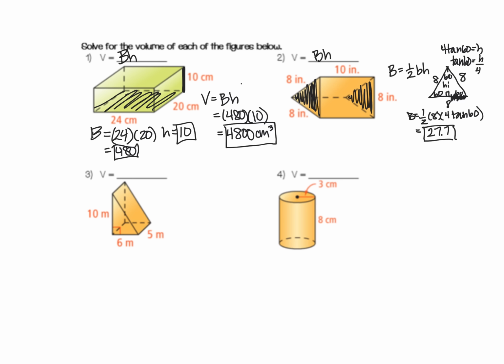For the height of this one, think about if you were to turn this prism and sit it upright. If it was sitting on the base here, the height would be 10. So our height is 10. That means when we substitute into our volume formula, we'll have 27.7 times 10, and that's 277 inches cubed.